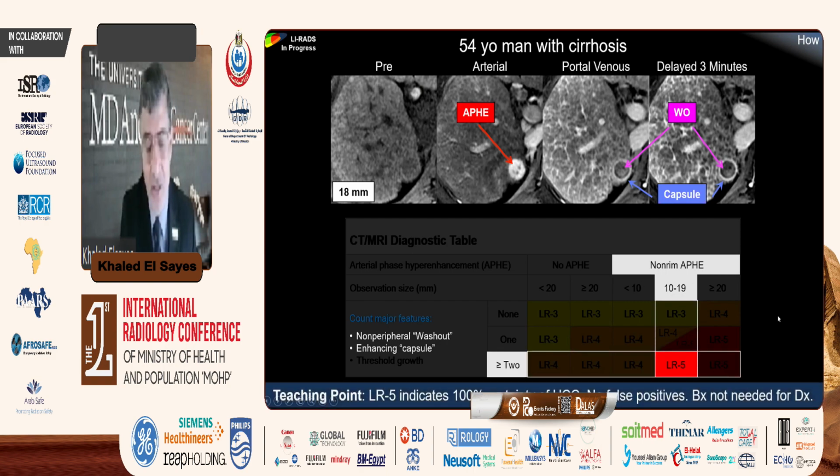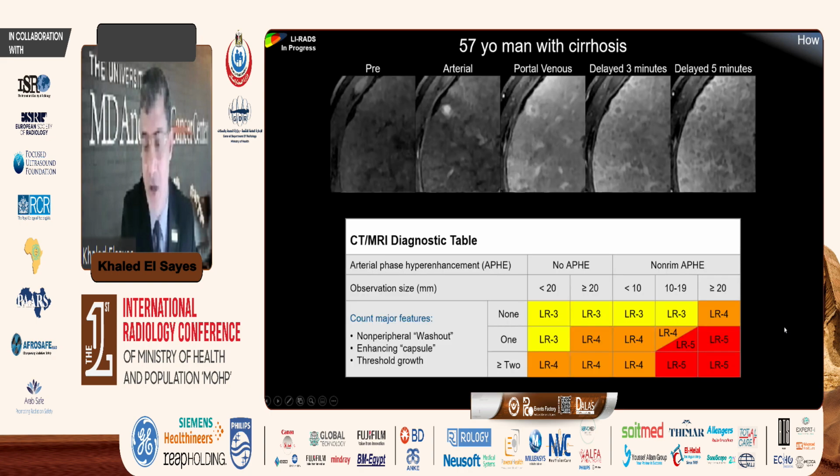And then the teaching point here is that LR-5 indicates almost 100% certainty that the HCC is HCC here. Biopsy is not needed, right? So biopsy is not needed when you think it's LR-5.